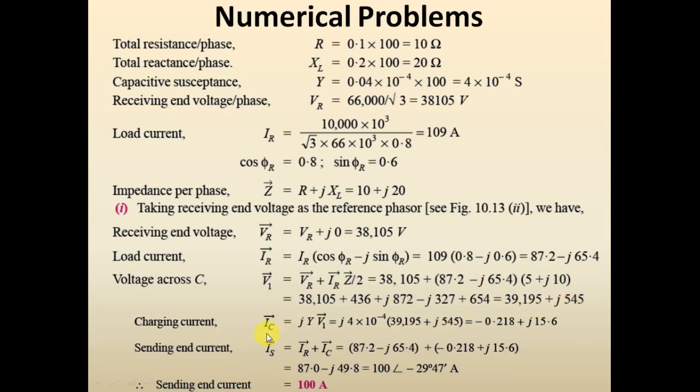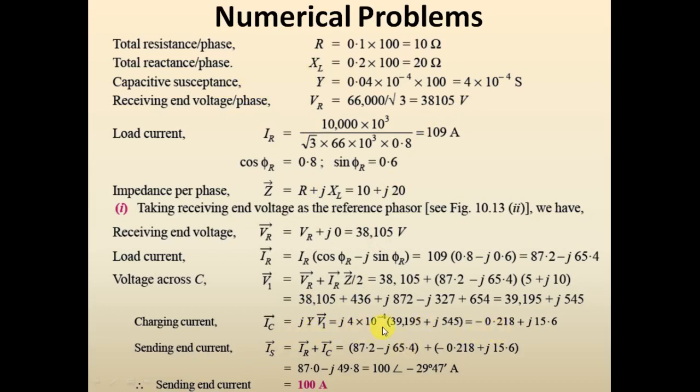Next, we have to determine the value of charging current IC. IC is actually obtained by using the relation j into omega C into V1, but the value of omega C is given directly in the problem as capacitive susceptance. So you have to substitute that value here, then you will be able to get the value of charging current.